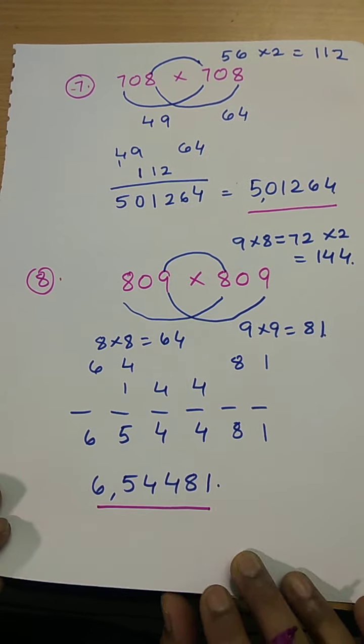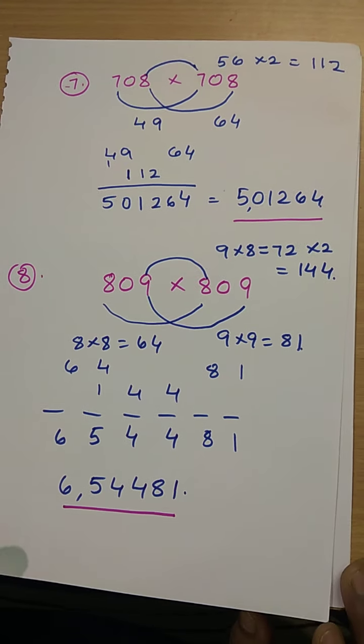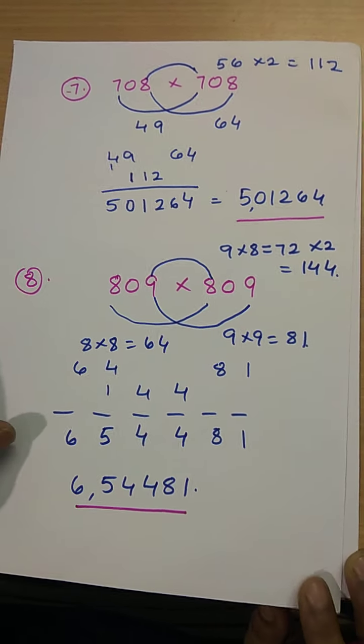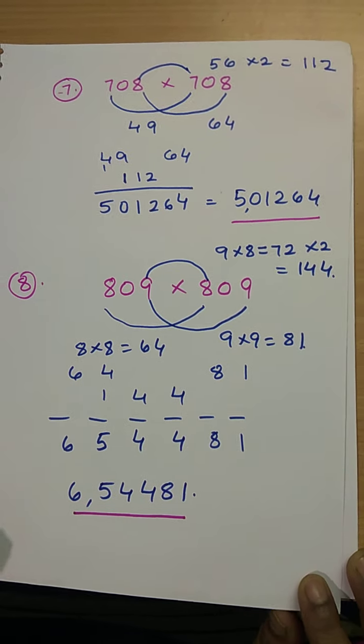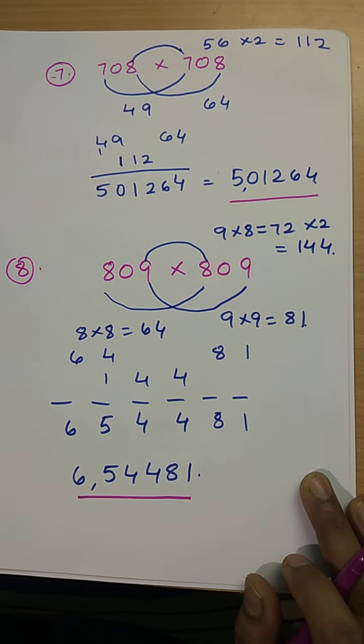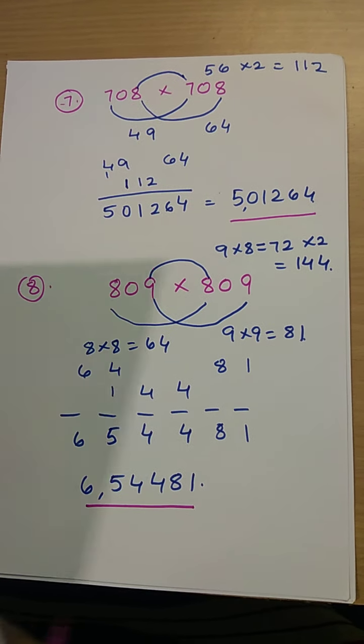Hope it's clear. This is the square of a 3-digit number, and the middle 0 should be there. I have explained 8 examples here.